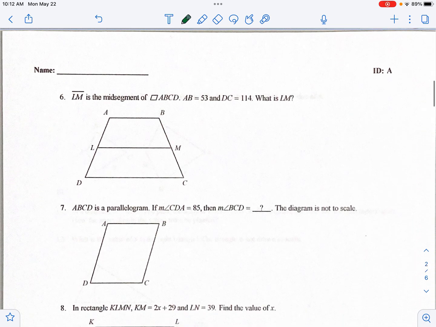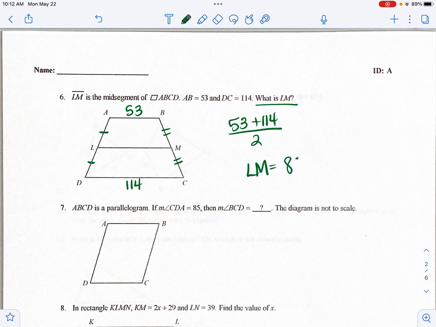Number 6, this is a mid-segment, which means these two are congruent and these two are congruent. They give me the top is 53, one of the parallel sides, and the bottom was 114. And they're asking for the length of the mid-segment. It is the average of the two, so you're just going to do 53 plus 114 and divide that by 2. And I get 83.5, so LM is 83.5.